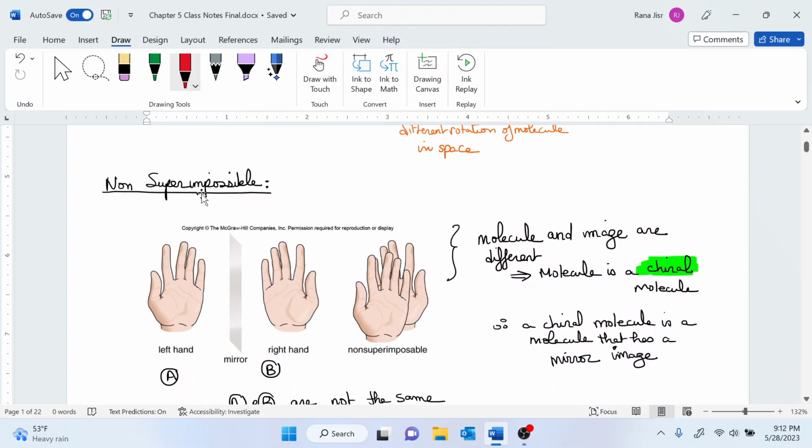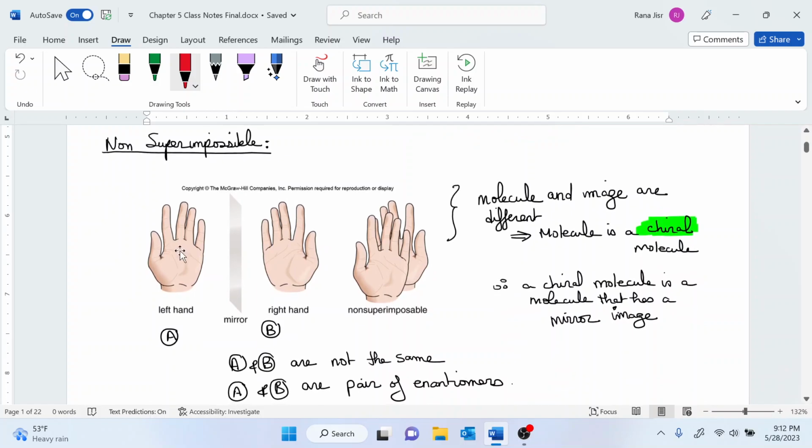The term non-superimposable. Non-superimposable means that if you have a molecule and you put a mirror in there and get its image, it's a simple mirror where you can look at the molecule and view its image in there. So as you can see, the image is the reflection of the molecule. And then if you take the molecule and the mirror image and place them on top of each other, they won't align.